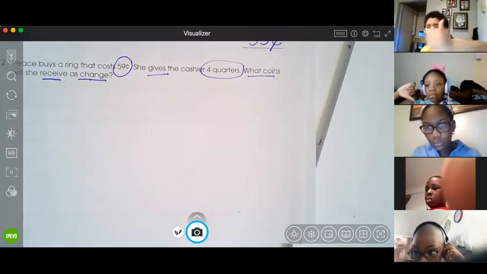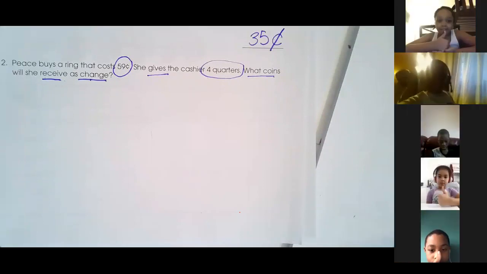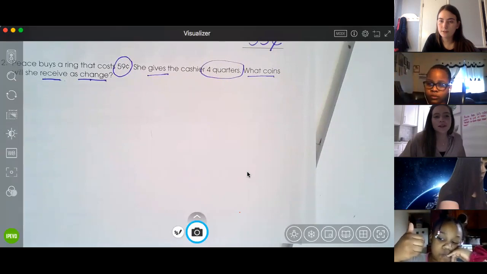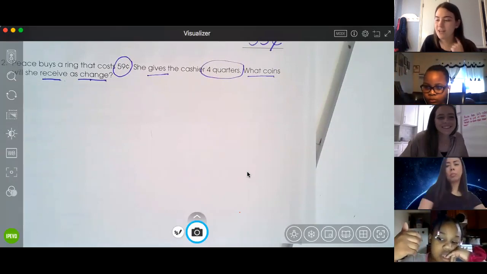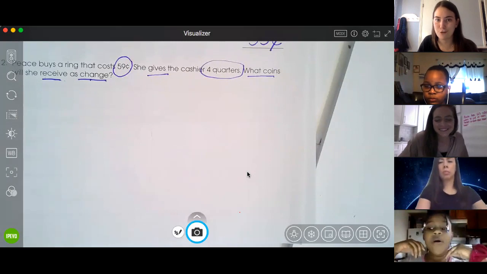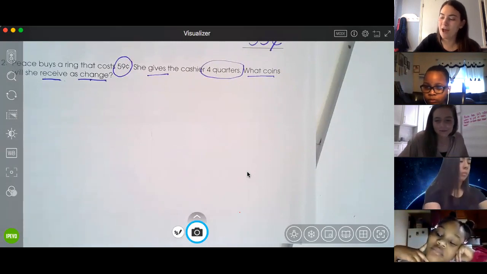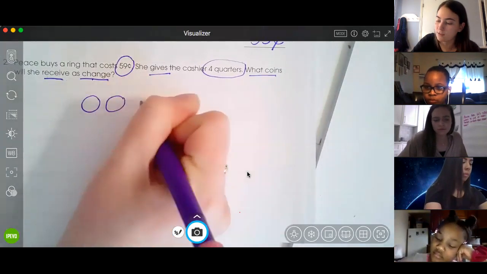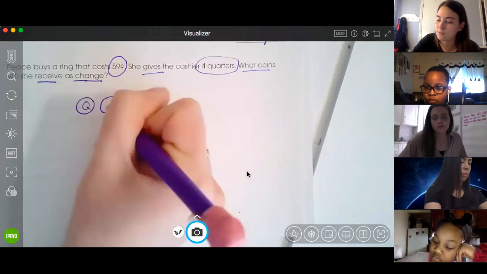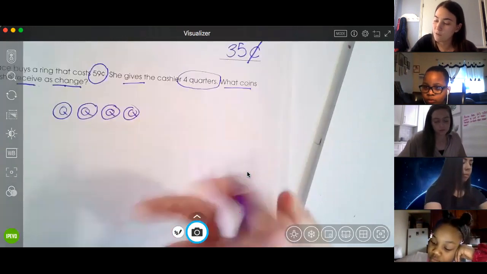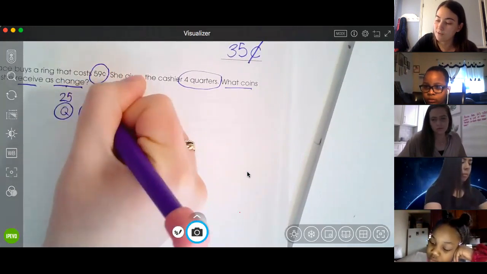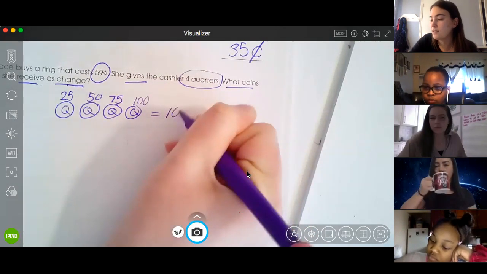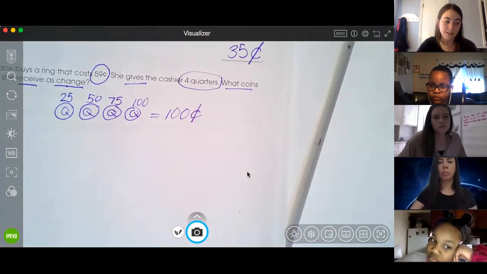Aiden is showing us. Jesse is showing us. Gab is showing us. Loretta is showing us. Looking really good. Mason is showing us. All right, great job. We gave the cashier too much. We want some change back. And like Skyla said before, we gave the cashier 4 quarters. And we know 4 quarters, because we're skip counting by 25s, is the same as 100 cents.